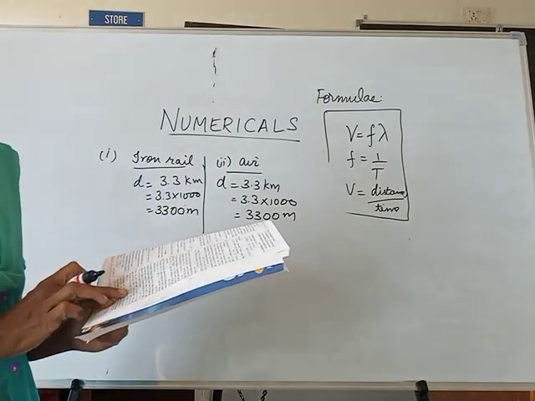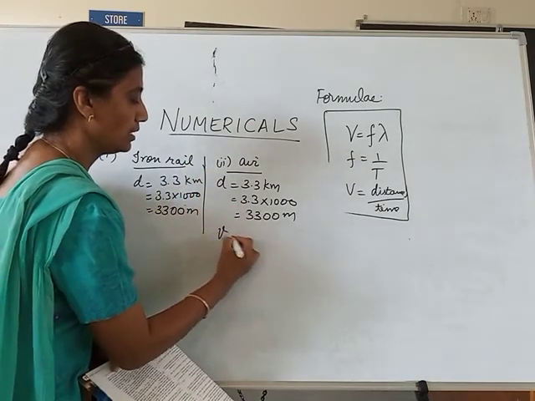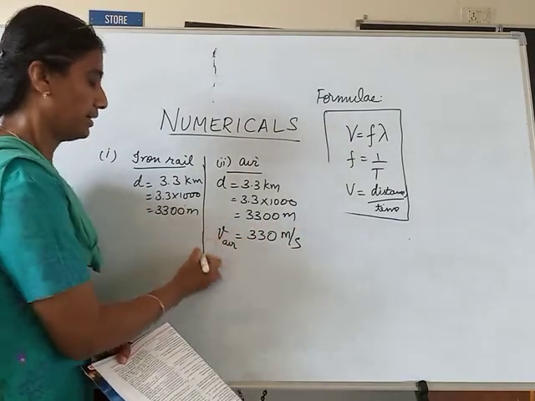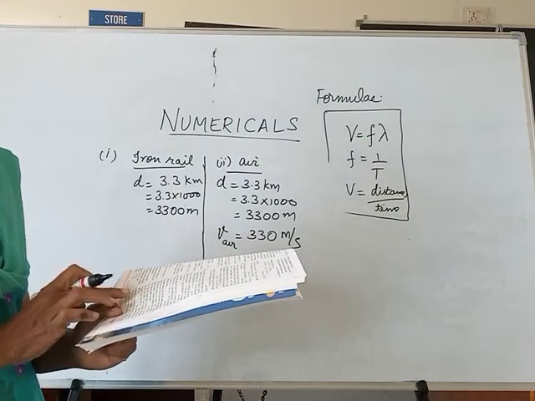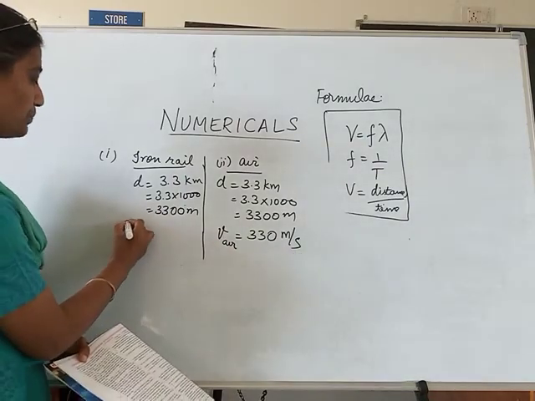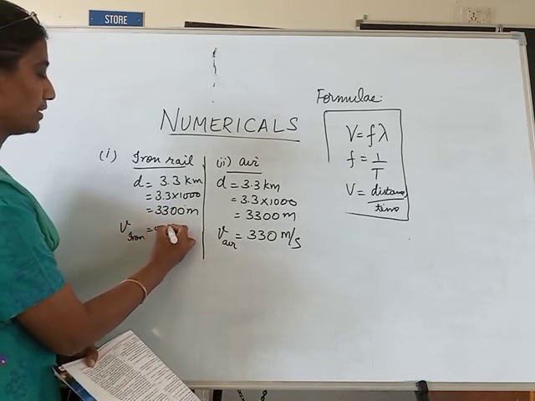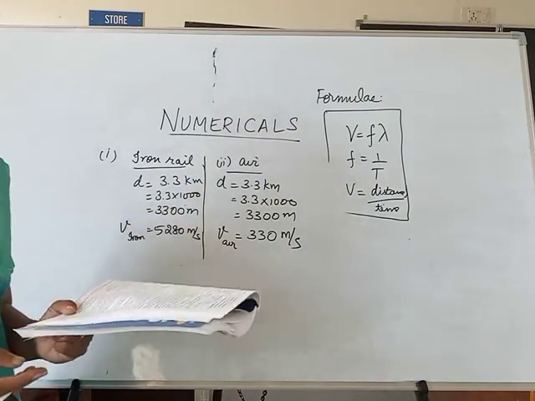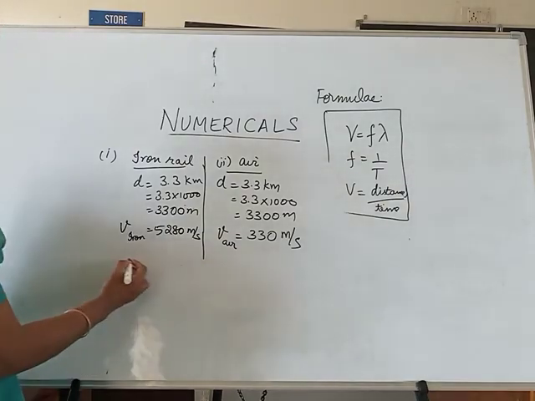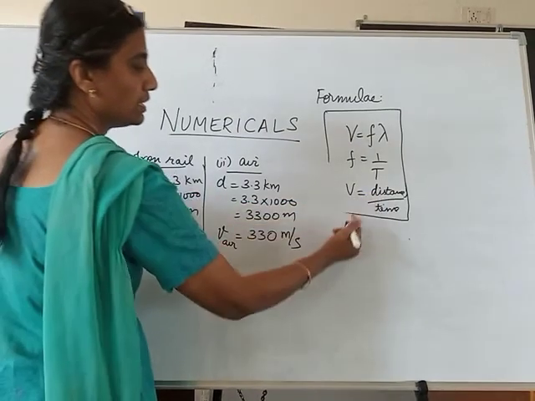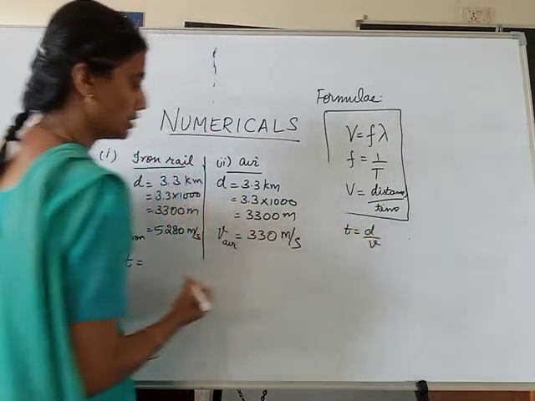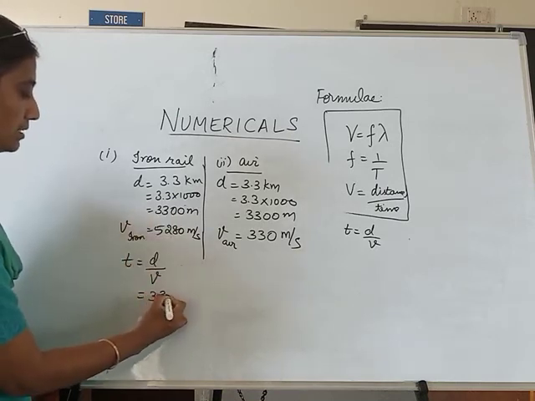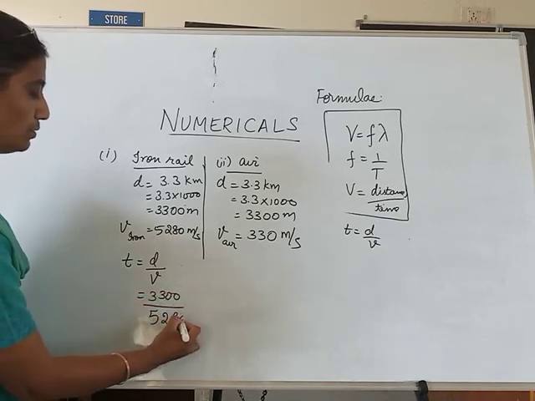Take the speed of sound in air to be 330. In air, the speed of sound is 330 meter per second. And in iron, it is 5280. So speed in iron is equal to 5280 meter per second. These are the information given and you have to find how long the sound will take to travel. We have to find the time taken. Okay. So, V is equal to D by T, T is equal to distance upon velocity. So, D by V. That will be D is 3300 upon velocity is 5280.